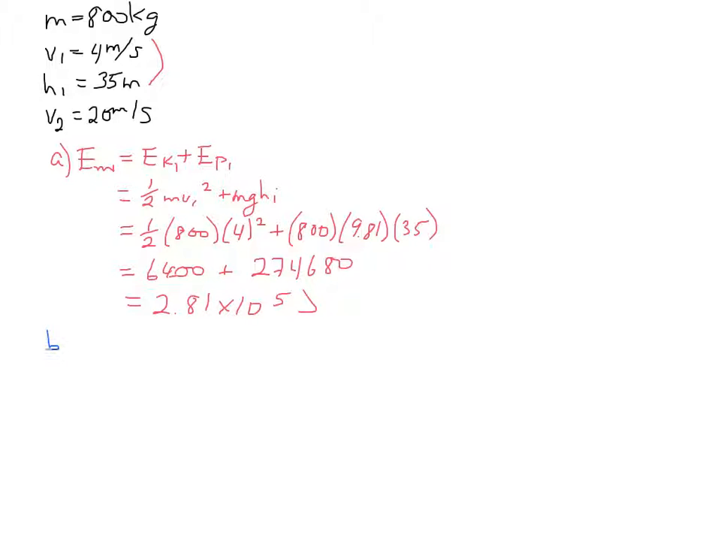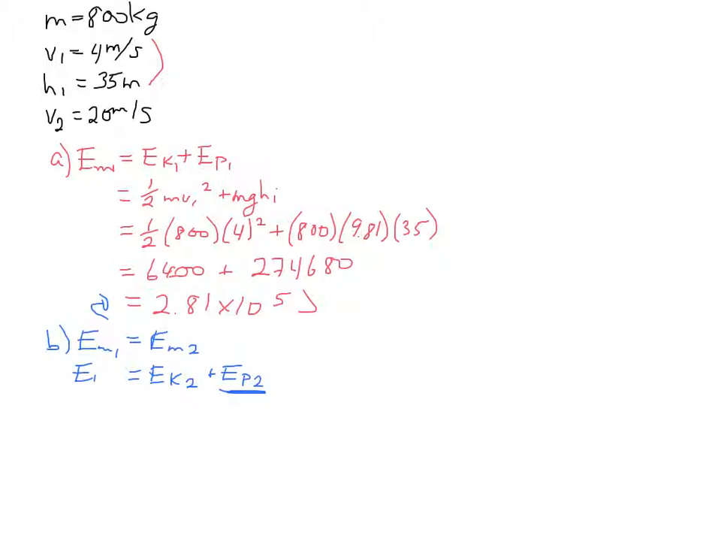For B, it's asking for the gravitational potential energy at the later time. What we know already is that our EM1 is equal to the number that we just calculated, 2.81 times 10 to the 5. But that has to be equal to our mechanical energy at the later time, because as we're assuming that it's an isolated system, our mechanical energy must stay constant. Our mechanical energy on both sides is going to be added up when we have our kinetic plus our gravitational potential, and this is asking for our gravitational potential. So we're looking for this.